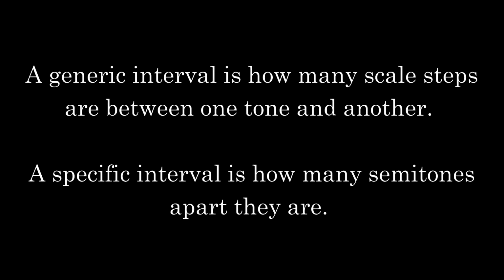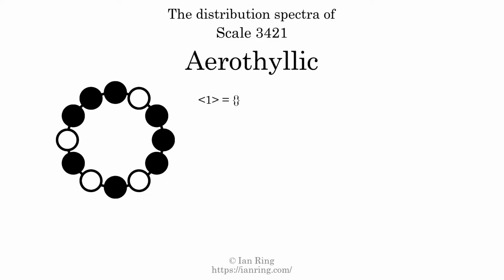A generic interval is how many scale steps are between one tone and another. A specific interval is how many semitones apart they are. The generic interval of one scale step comes in two different specific interval sizes, one semitone and two semitones. The spectrum width of this generic interval is the highest, 2, minus the lowest, 1, which equals 1.